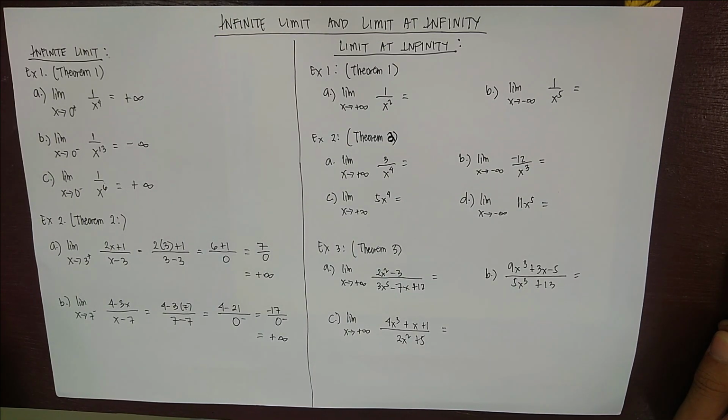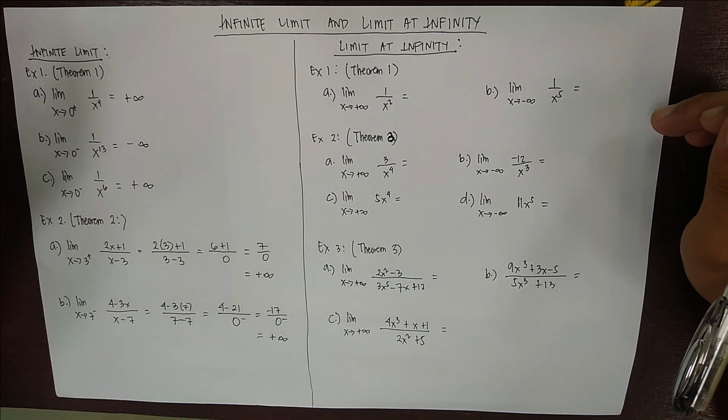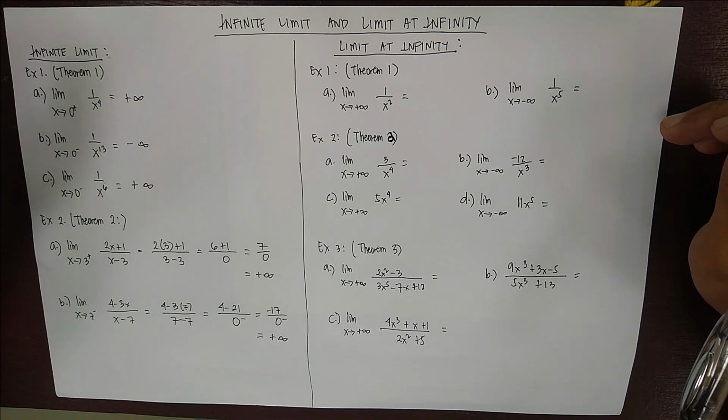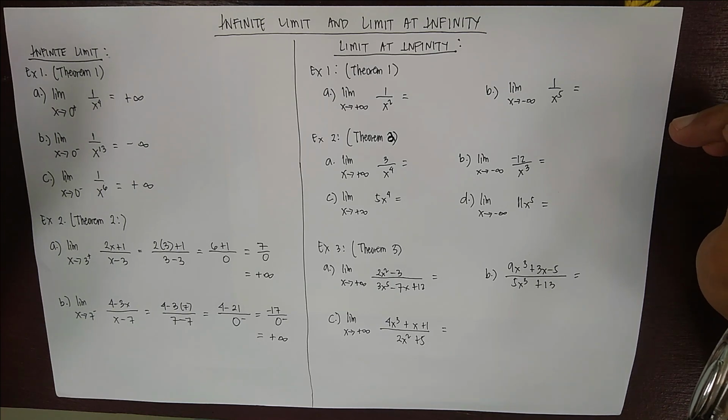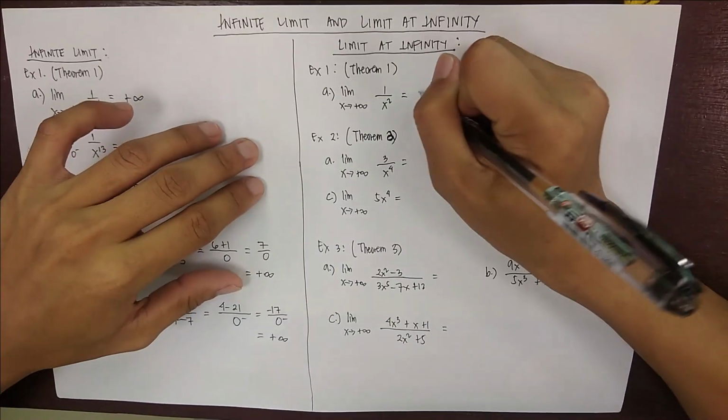Now let's move on to our second topic, limit at infinity. So let's have our example. A: the limit of 1 over x to the power of 2 as x approaches positive infinity. We will be applying the limit at infinity theorem number 1. Whether your x approaches negative or positive infinity, our answer is always 0. So by applying the theorem, for our first example, the limit of 1 over x to the power of 2 as x approaches positive infinity is equal to 0.